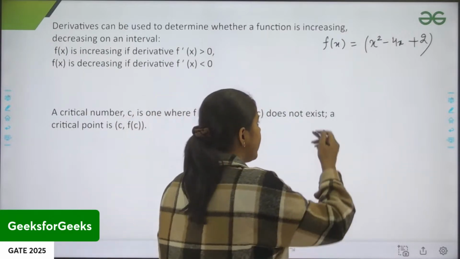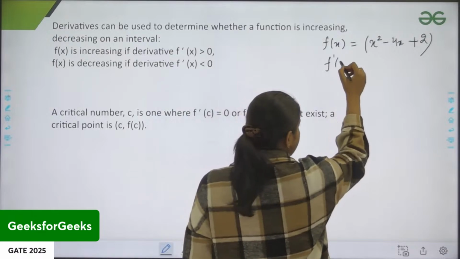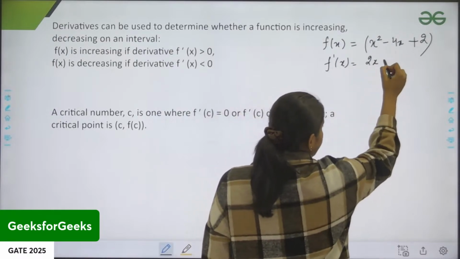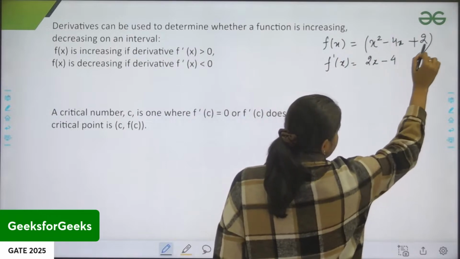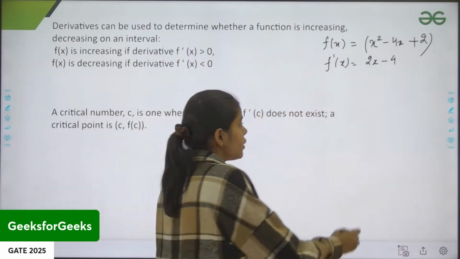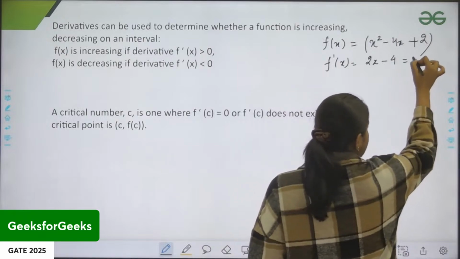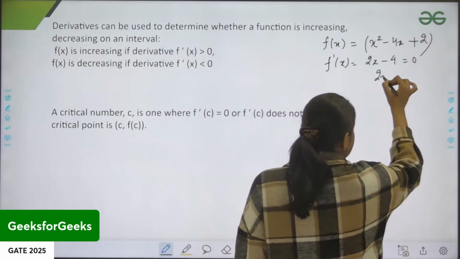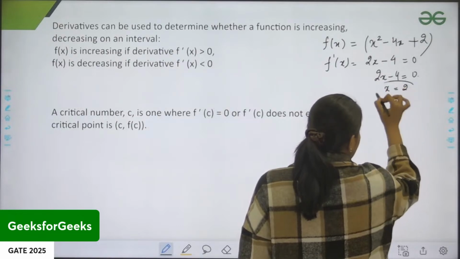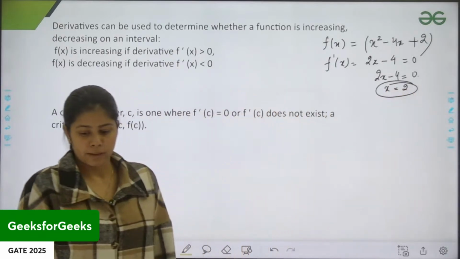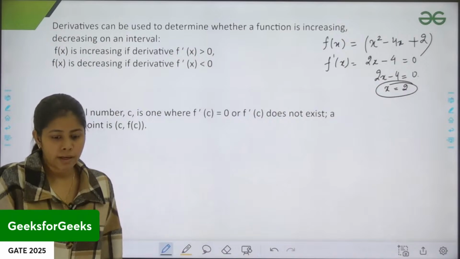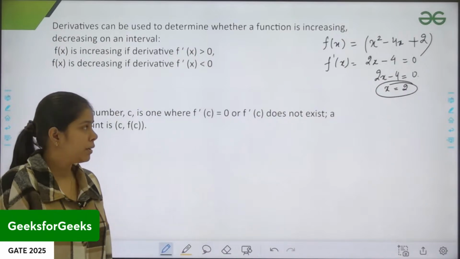Okay, so what would I do? I'll take the derivative, f dash x. What would be f dash x? Differentiating x square gives 2x, minus 4x gives minus 4, and the derivative of the constant 2 would be 0. So I'll equate it with 0. That means 2x minus 4 equals 0 gives me x equals 2. So 2 is a critical point here.